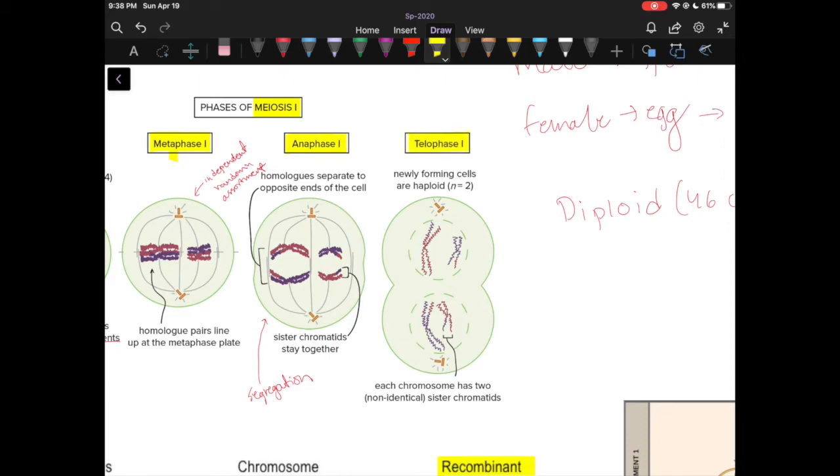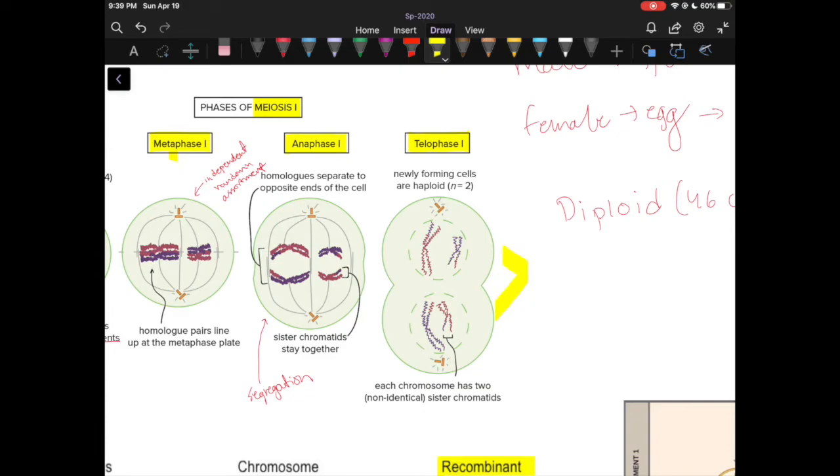All right, so now moving on to telophase 1. This is basically where, after cytokinesis, we're going to form our haploid cells. So we're going to form two haploid cells, meaning that they're not going to be in pairs. There's only going to be 23 non-identical chromosomes, right? And basically, that's the first phase of meiosis.